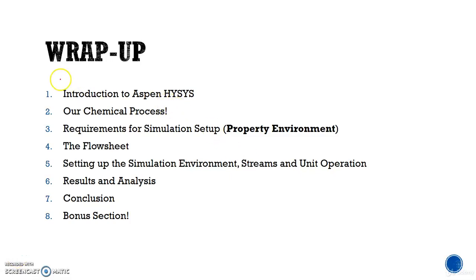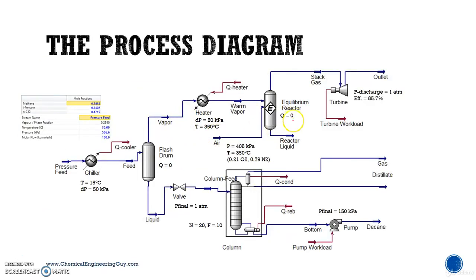So guys, it's time to make a conclusion. Let's wrap up what we have learned in this course right here. Initially, we got a brief introduction on what Aspen HYSYS is used for, and why we need to use software in order to model complex simulations or chemical processes. Now we understand how to read and actually build a process like this.